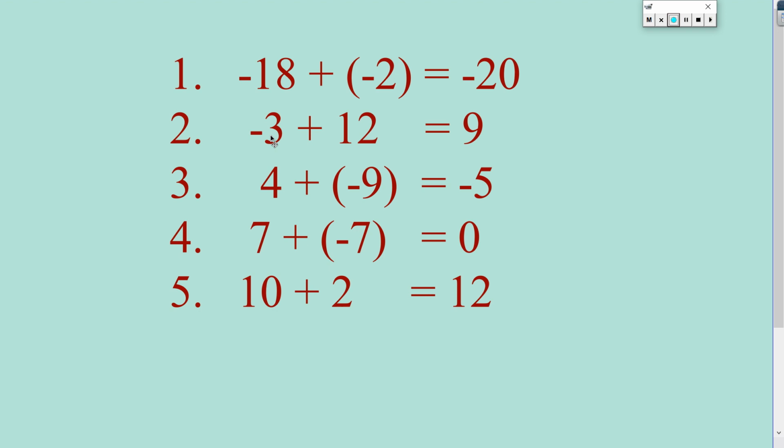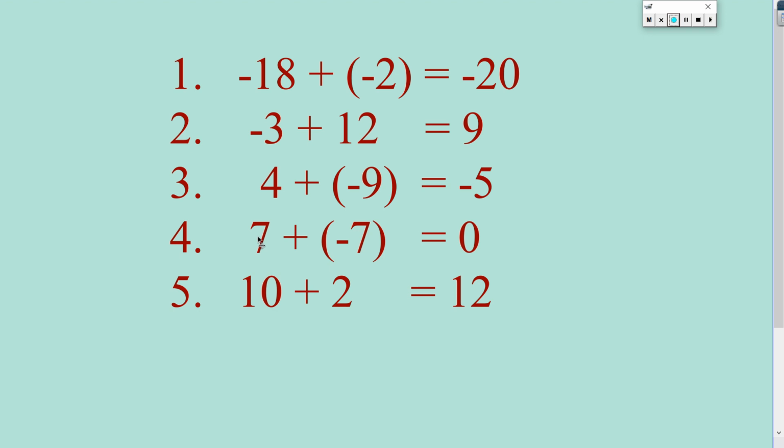One is positive, one is negative, another is positive. Different signs, so subtract. 12 minus 3, you will get 9. 12 is the bigger number, so positive 9. 4 plus negative 9. Different signs, so subtract. 9 minus 4, you will get 5. Sign of 9 is negative. So negative 5 is the answer.